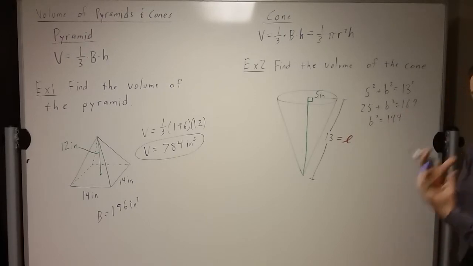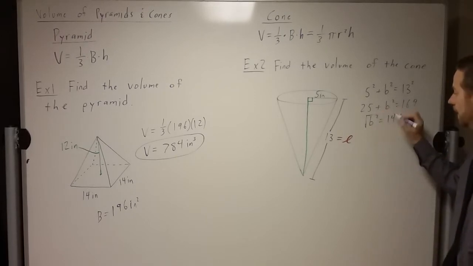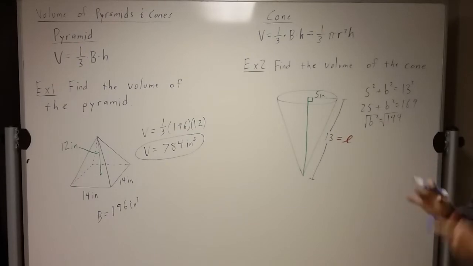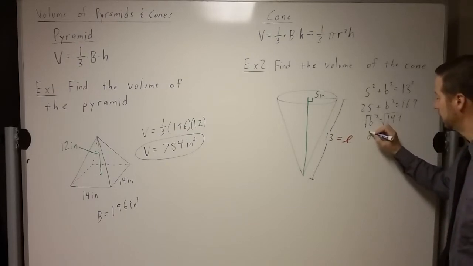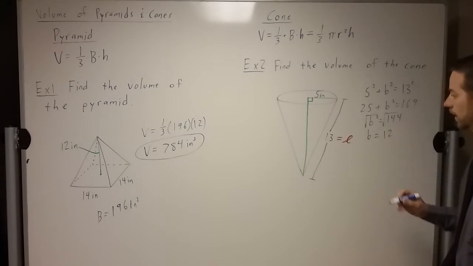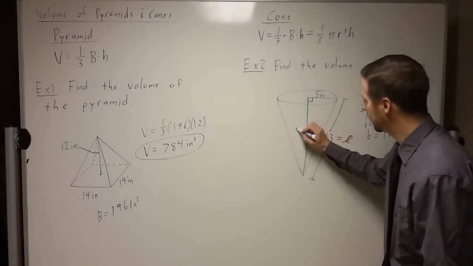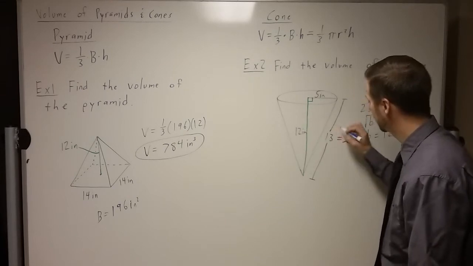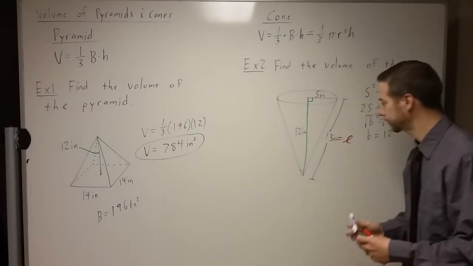And so to undo the fact that b is squared right now, we've got to do the square root. So I'm going to take the square root of both sides, and that gives me that b, or in other words the height here, is 12. And so this distance right here is 12 inches. Everything's in inches on this one.